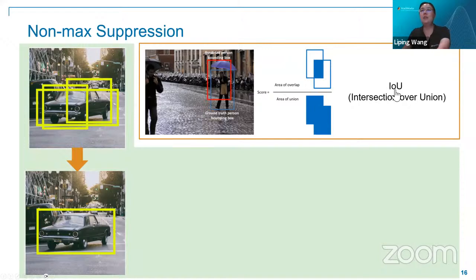So this IOU is a value between 0 and 1. If these 2 bounding boxes do not overlap with each other, then this IOU equals 0. If these 2 bounding boxes exactly coincide with each other, then this IOU equals 1. So this IOU gives the degree of overlap of two bounding boxes.